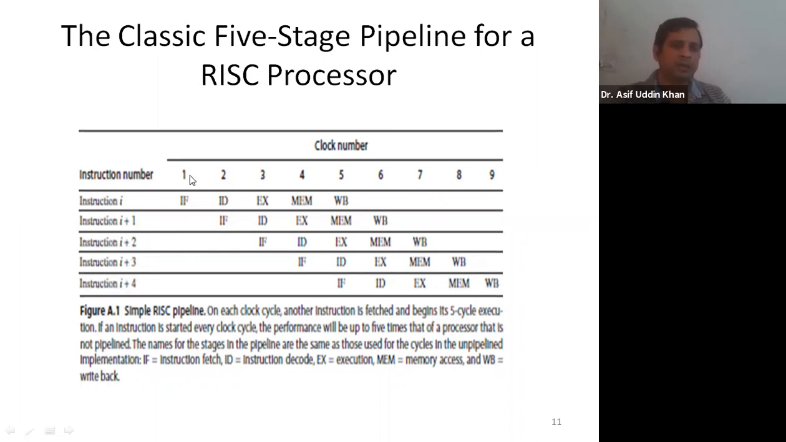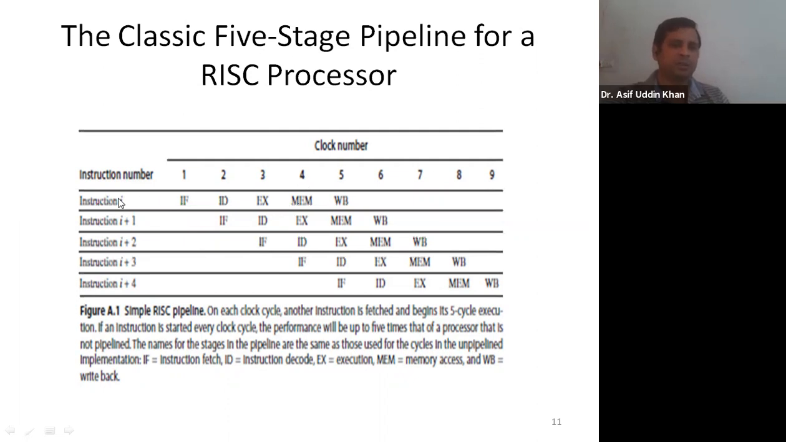At clock cycle number 1, instruction fetch (IF) is done. I told you that at each clock cycle a new instruction is initiated by the hardware. So in clock cycle 1, instruction I is initiated and its IF is done. In clock cycle 2, instruction I's ID is done and instruction I plus 1 is issued and its IF is done. Then in clock cycle 3, instruction I's EX is done, instruction I plus 1's ID is done, and instruction I plus 2 is issued and its IF is done.